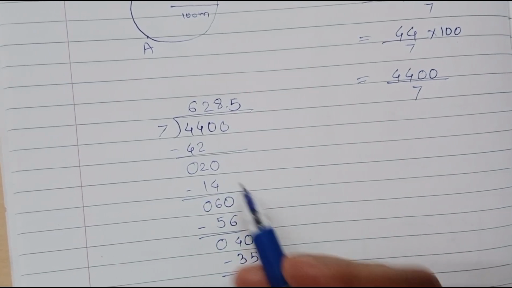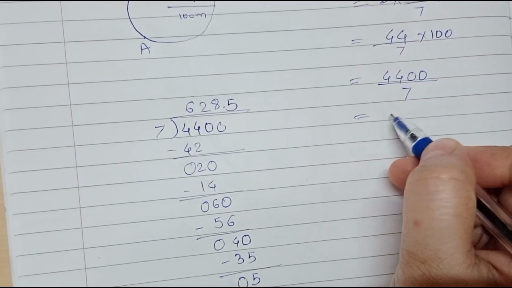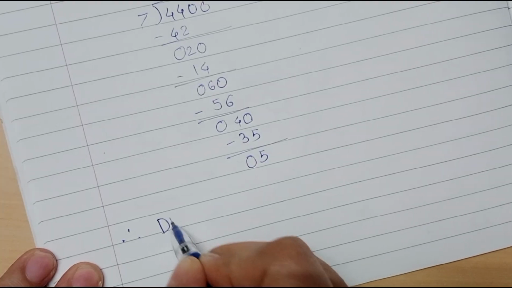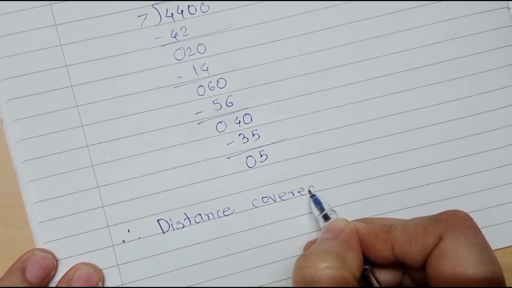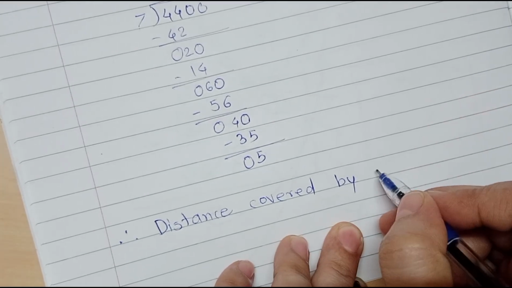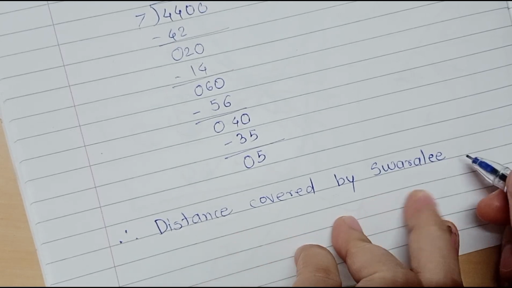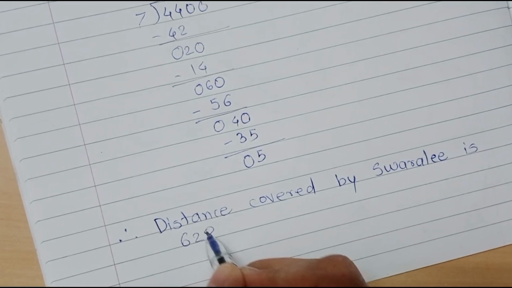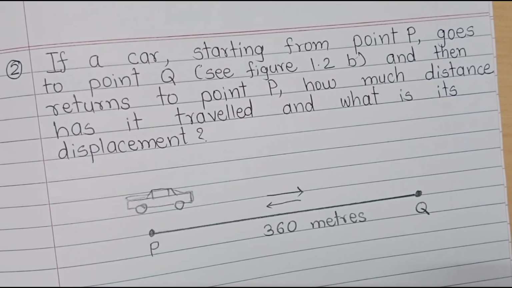So our answer is 628.5. So the distance covered by Swarali is 628.5 meter.